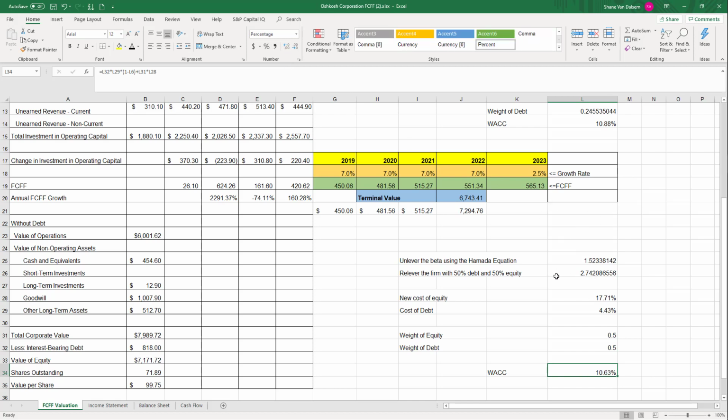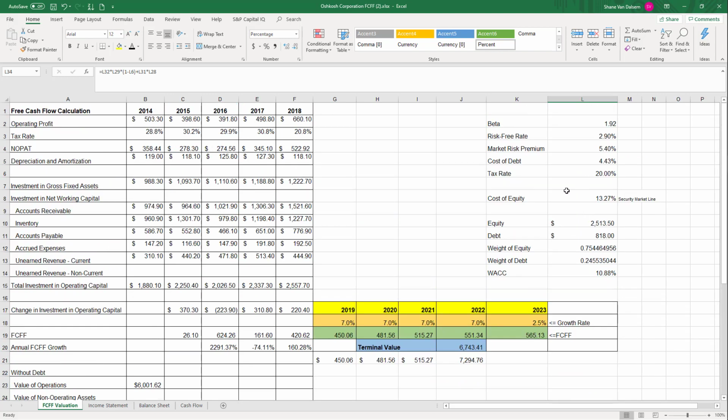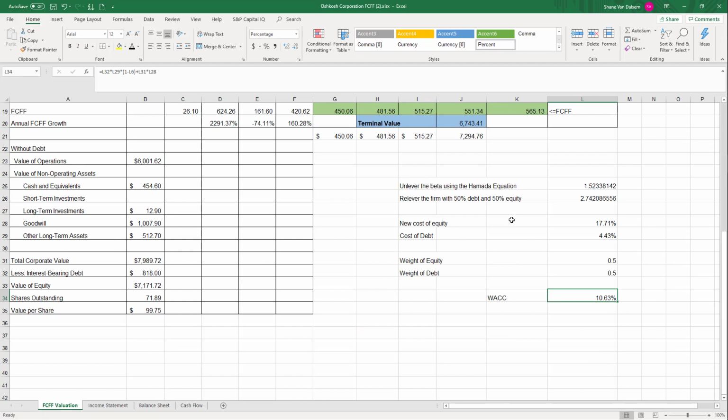So it lowered it because even though the required rate of return on equity increased, we're using more of the cheaper financing source of debt in this case, and we didn't adjust the cost of debt up, which it might increase for a firm taking on that much more debt.